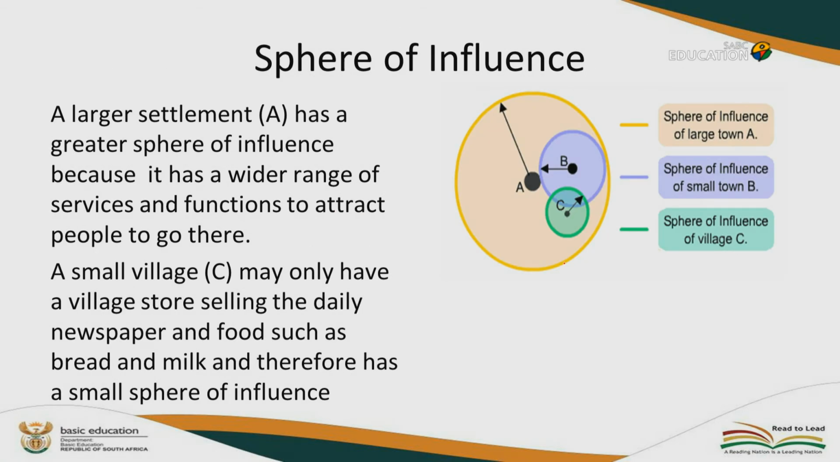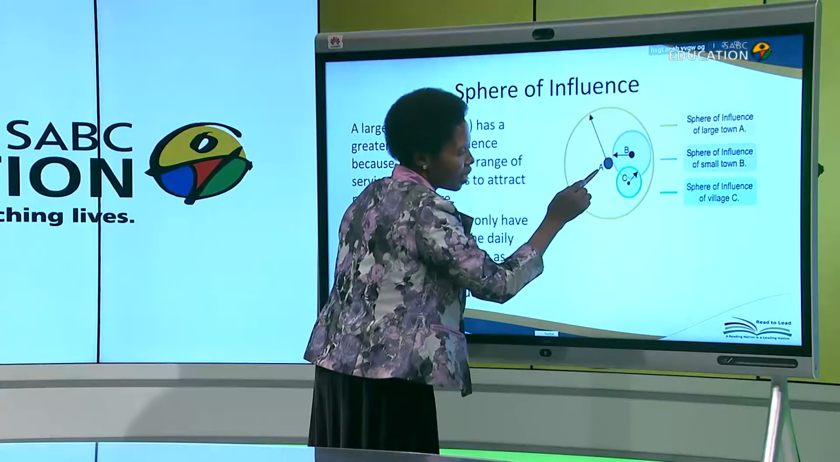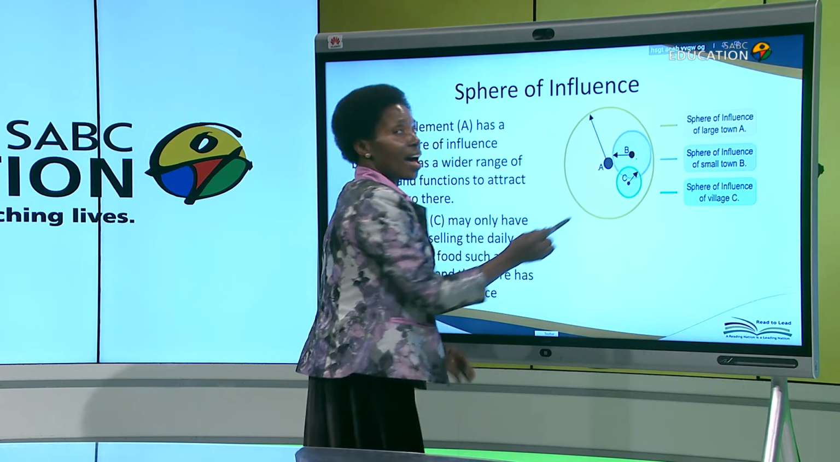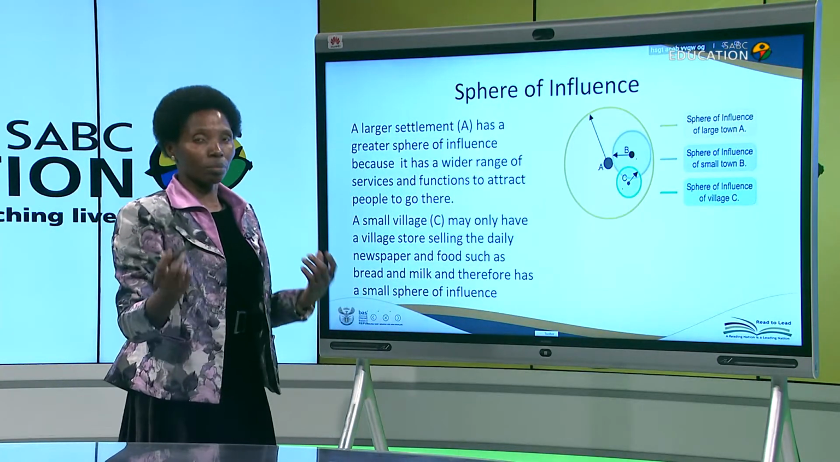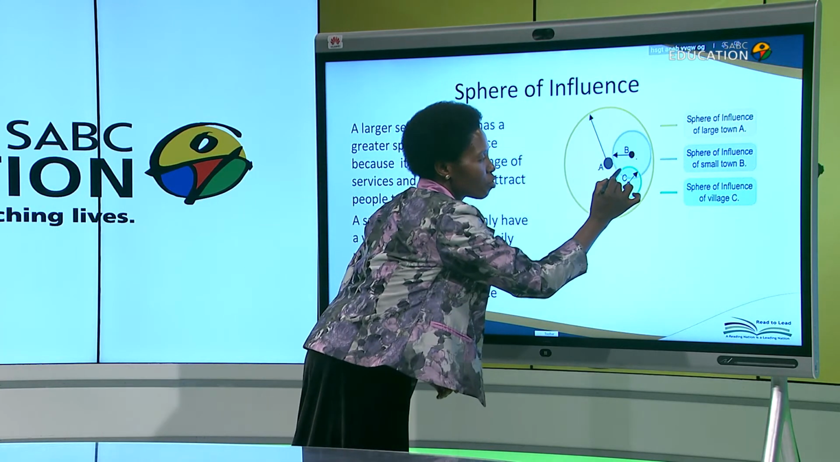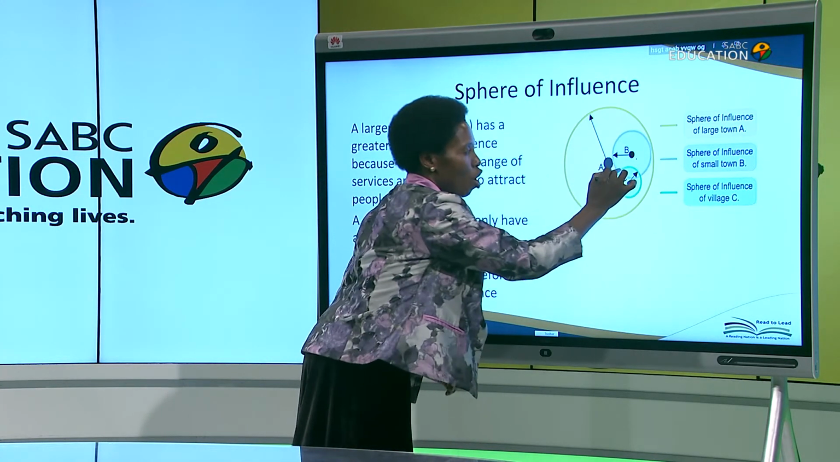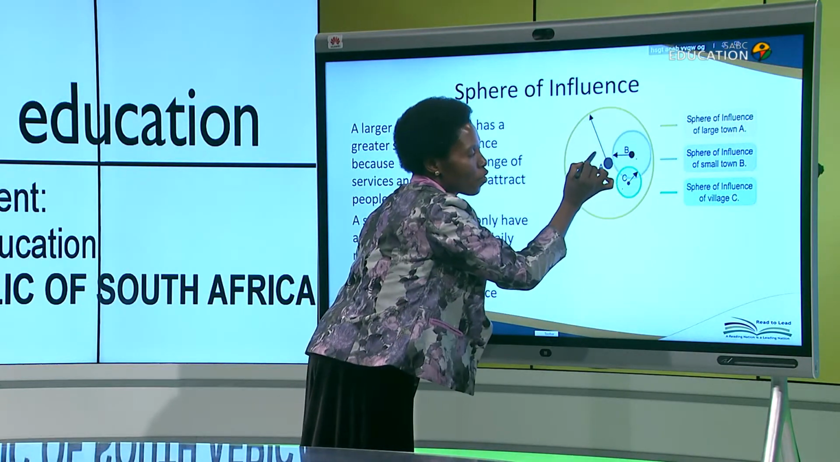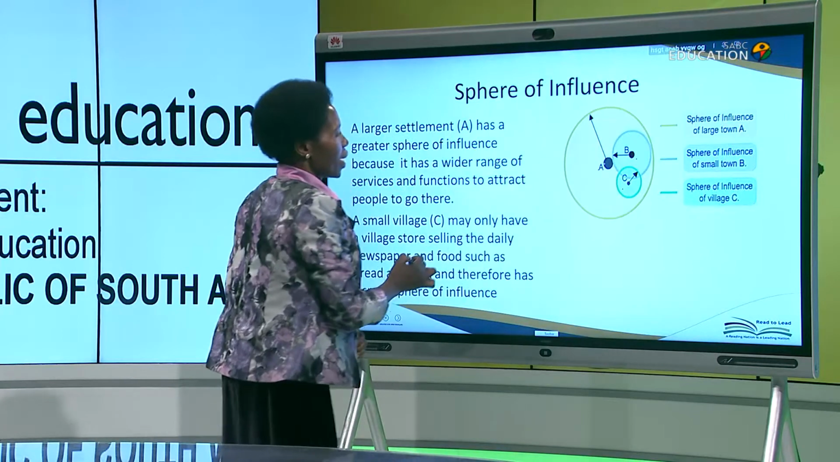Okay, let us look at the sphere of influence in detail. We have three places, central places. We have central place A, you have central place B, you have central place C. There are things that you need to take note of when it comes to that. What is it that you need to take note of? We have the sphere of influence of C, sphere of influence of B, and we have the sphere of influence of A.